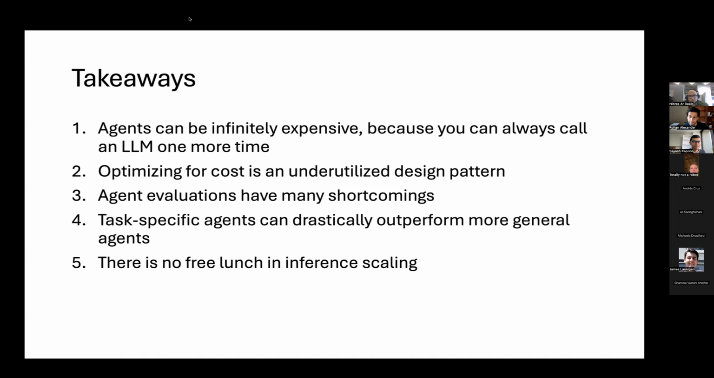Nibras? Hi, it's a nice presentation, Sayash. Thank you for sharing this. I have one question. Would you please elaborate on the term model call?